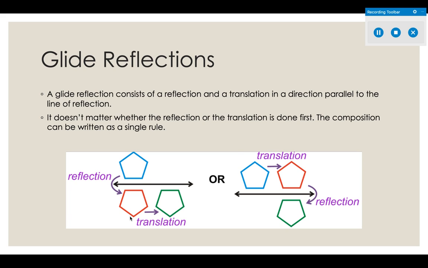So in this picture on the left, we see the reflection of the blue pentagon over the line, and then we see the red pentagon translated to become the green pentagon. And in the image on the right, we see the blue pentagon translated first and then reflected. But you can see that no matter which order you did it in, reflection and then translation, or translation and then reflection, the blue and green objects are in the exact same place. That means the pre-image and the image are the same, no matter what order you perform these two transformations in.